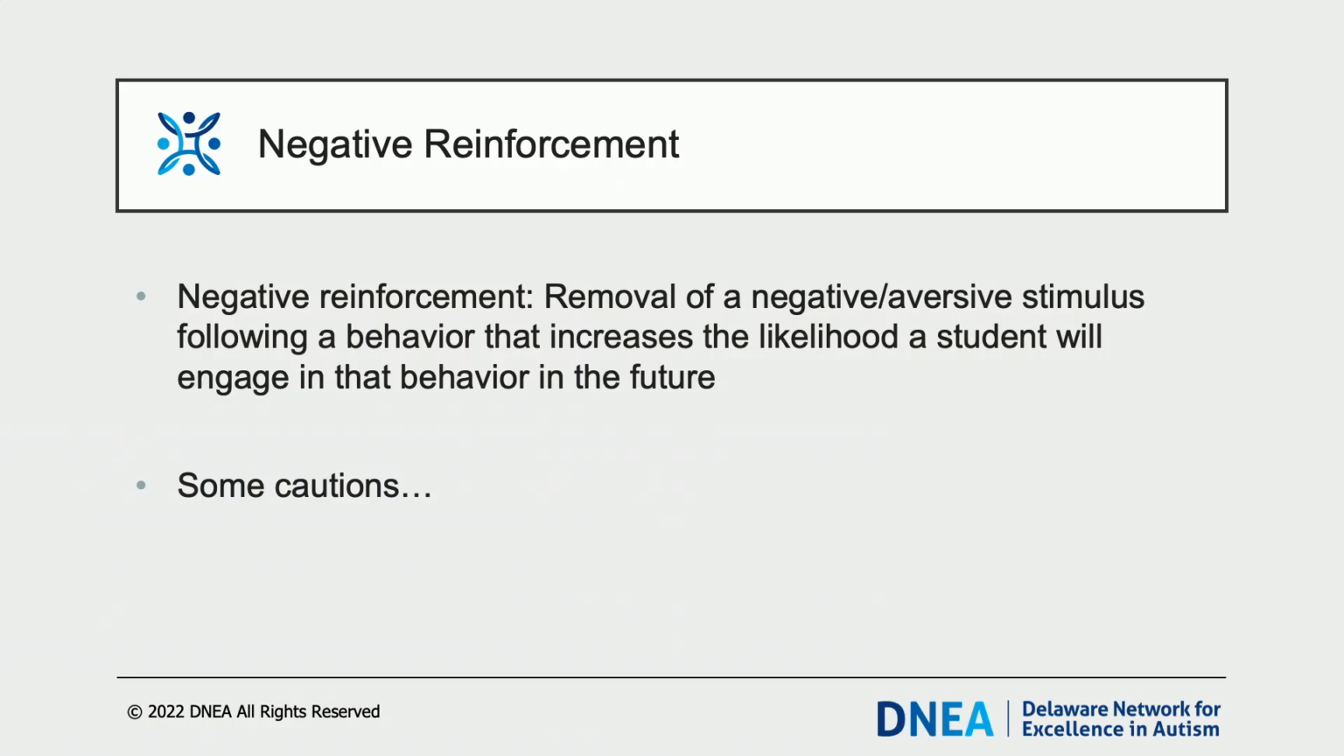Now that we've talked about reinforcement and discussed the types of potential reinforcers, let's talk about negative reinforcement. Again, it is important to use positive reinforcement first. Negative reinforcement is the removal of an aversive stimulus following a behavior that increases likelihood the student will engage in that behavior in the future. It is important to note that using negative reinforcement involves the same principles previously discussed for positive reinforcement, meaning it should be contingent, meaningful, and varied.